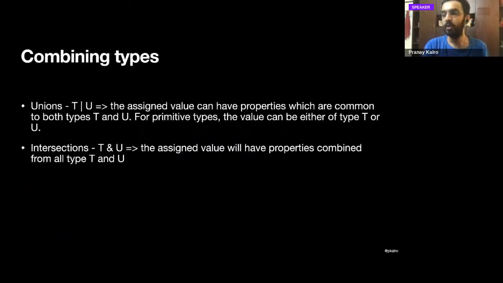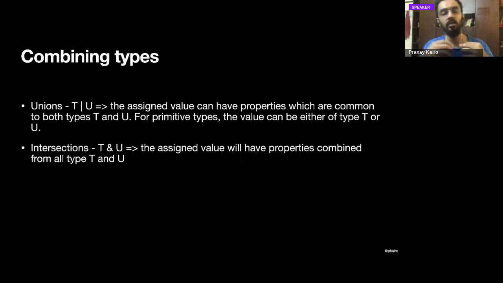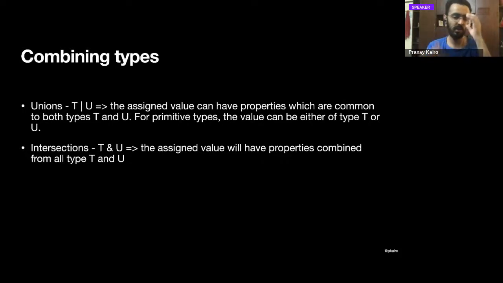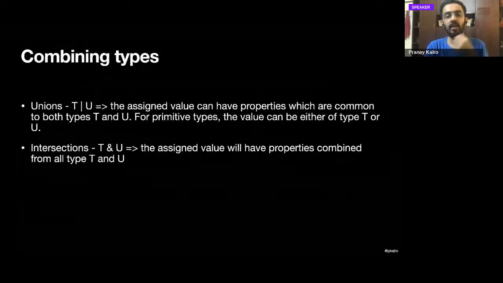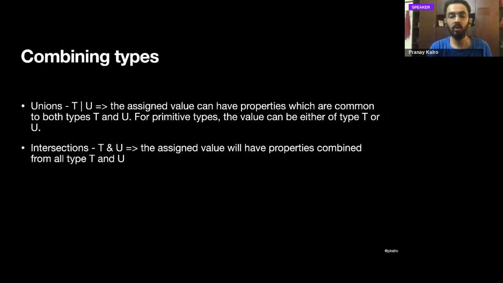Obviously, if we have types, you need a way to combine them, since any type system, if you see, is based on relational theory in mathematics. So in this case, if you want to combine types, there are many ways, but the two basic ways that I want to talk about are unions, where you can basically have properties which are common to both the types that are part of the union. When I say a variable has a type of T or U, it is saying that the value can be either of type T or U. And an intersection is basically properties combined from all the types, T and U. So those are the two complex types.